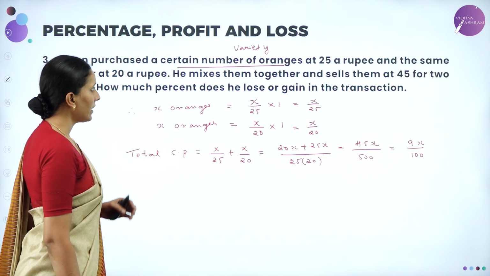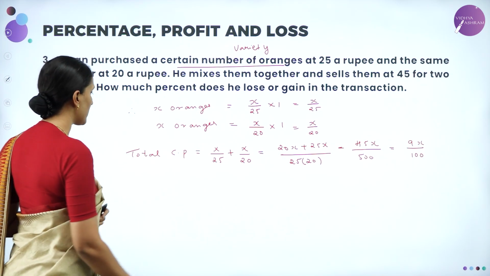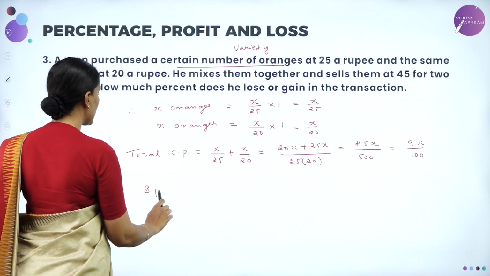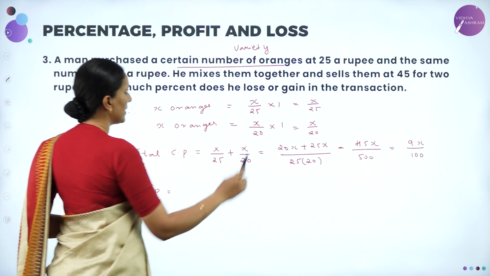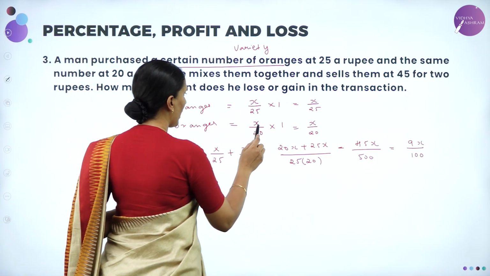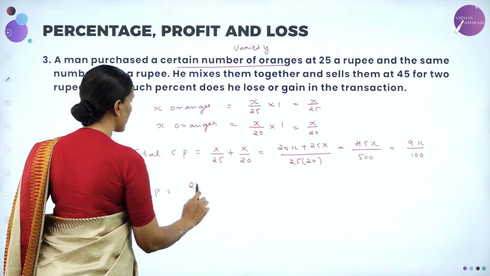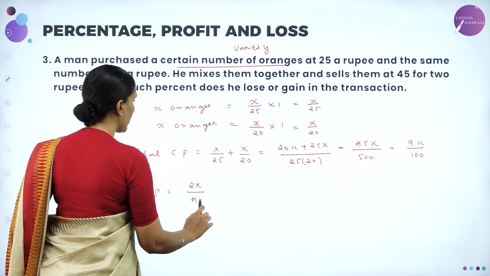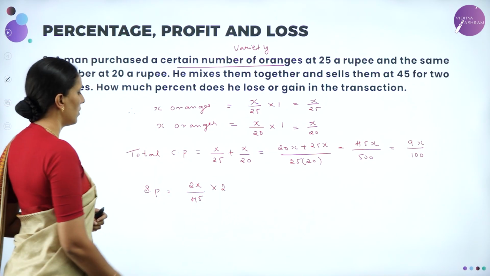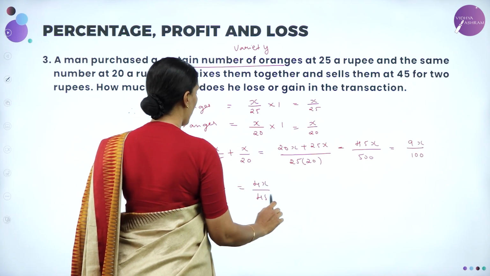And also they have given he mixes them together and sells them at 45 for 2 rupees. So therefore the selling price is equal to, so the total number of oranges is x of variety 1, x of variety 2. So therefore total number will become 2x. And this 2x oranges he'll sell it for 45 for rupees 2. So this will be equal to 4x divided by 45.